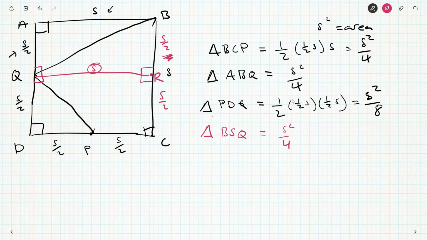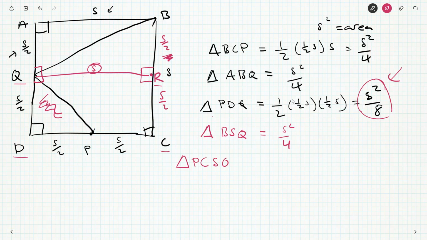QRCP is a trapezoid, and I do have its height and its two parallel sides, so I could do that, or I could also say it's the big rectangle QRCD minus this small triangle here. Either way, I get the area of QRCP. I'm going to use the trapezoid formula, but feel free to just subtract this right angle triangle. We already have its area in terms of S. That wouldn't be a problem. But since I saw it as a trapezoid first, I think I'm going to go with that.